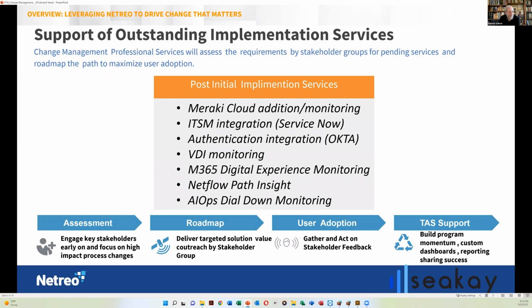We can't emphasize how important this was in this implementation, because we had a full-fledged realm and range of services that we were in the middle of implementing as Netreo was being installed, everywhere from Meraki Cloud to AI Ops, as you can see on the list. And in order to successfully pull that off, you really need to go through a path. For this organization in particular, you do an assessment, you create a roadmap in terms of where you want to go, you get the various stakeholders together, and basically get an agreement on what everybody's trying to do to take full advantage of the system.